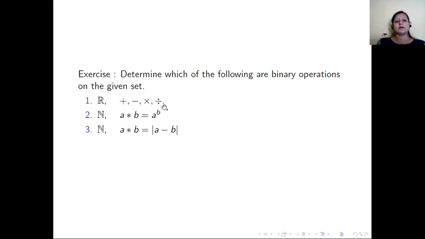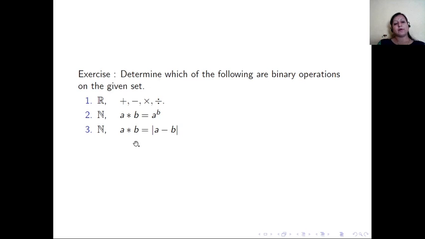But here division is not a binary operation on R because there is only one element which gives us the problem, that is 0. So if you consider two elements a and 0 belongs to R, then a divided by 0 is not a real number. Actually, it is not defined. Hence, this division is not a binary operation on R. Now, for second example, you can easily verify this. It is a binary operation.